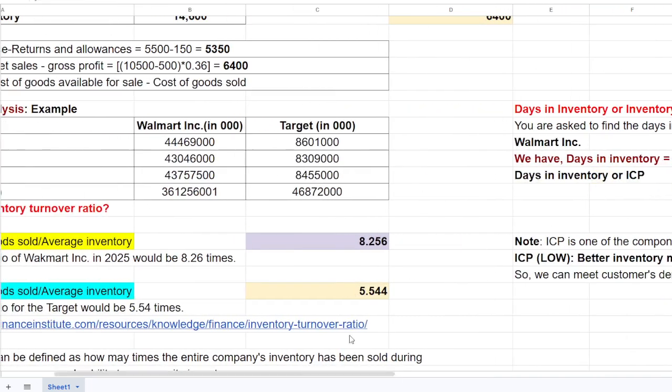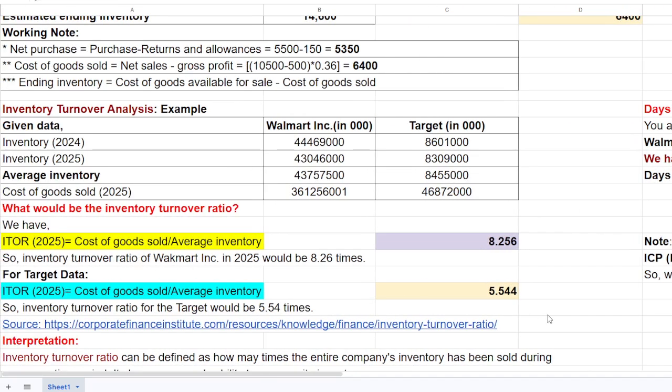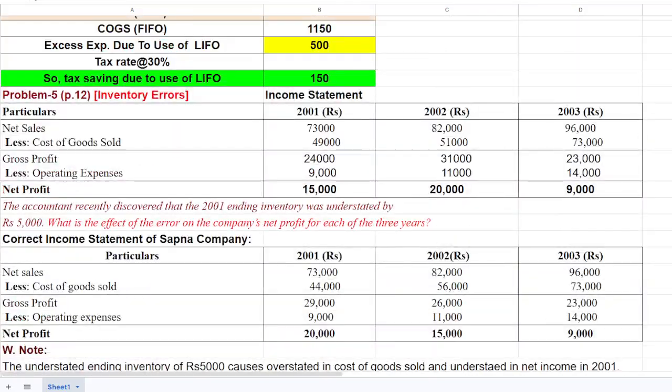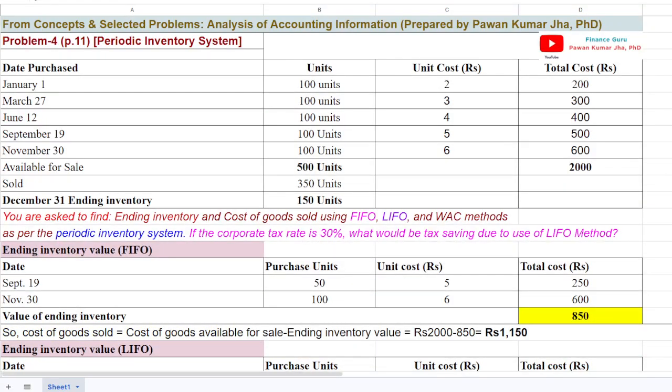Okay, friends, I believe that today's discussion is really long. Despite that, it summarizes the overall concept of inventory analysis, friends. You could take the reference of any financial accounting book, like Narayan Swami, and similarly Financial Accounting: A Managerial Perspective, Norton Porter, and other books too, friends.